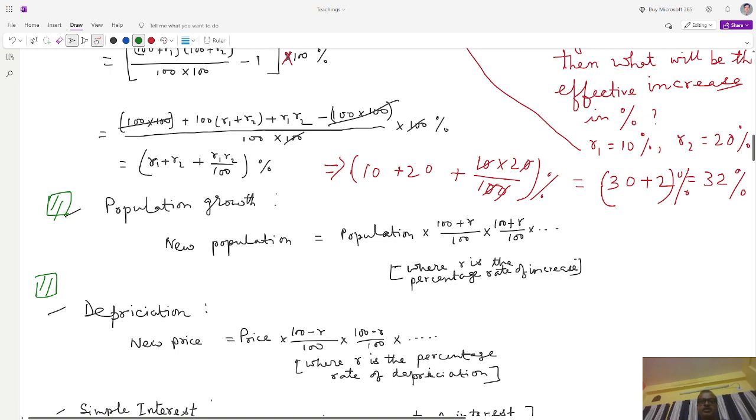If the population decreases by r%, then what will be the general expression? Simply, in place of plus, we have to put minus sign. Okay, we have to put minus sign. Nothing else is separate here.